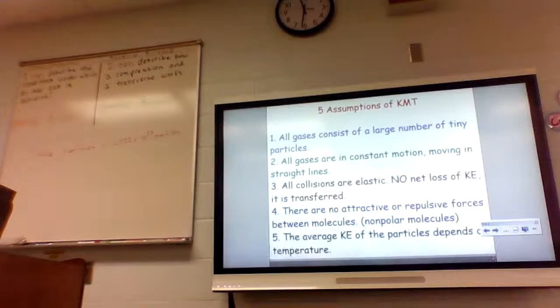All right, and the last thing. Can you read that? Because I can't. Yep, the average kinetic energy. Hold on. The average kinetic energy of the particles depends on temperature. And that makes sense. The higher the temperature, the faster the particles do what? Move. If I heat the particles up, they do what? They move faster. If I lower the temperature, they do what? They move slower.